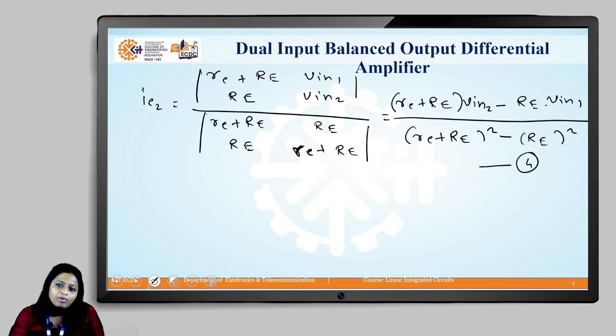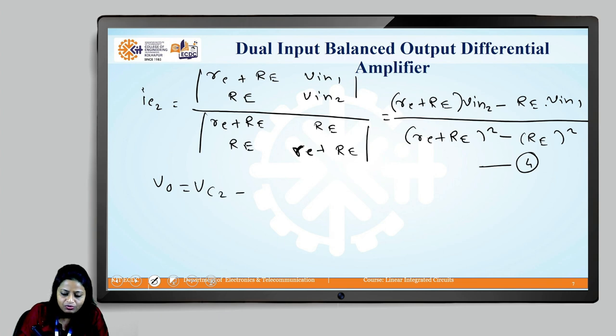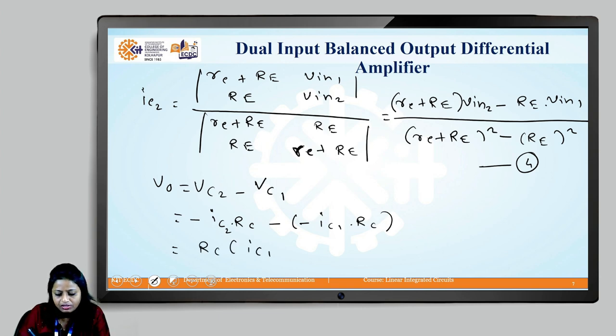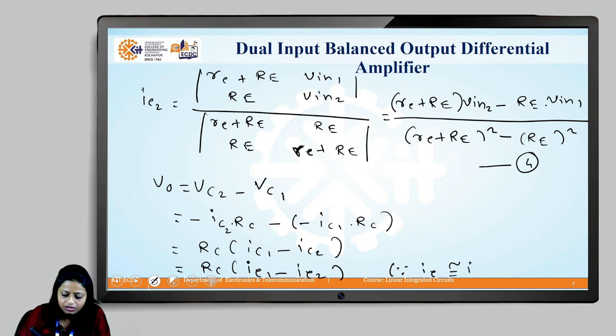Now, since this is the dual input balanced output differential amplifier, the output will be measured across the two collector terminals, right? So, the output voltage will be equal to the difference between the voltages available at the collector terminals of transistor 1 and 2. Let us assume that collector terminal 1 is at a higher potential with respect to 2. The equation can be written as Vc2 minus Vc1. That is the output voltage. Now, this is minus of Ic2 into Rc minus minus of Ic1 into Rc. Or we can say that it is Rc into Ic1 minus Ic2. Since Ic is nearly equal to Ie, this is Rc into Ie1 minus Ie2. So, this is the output voltage.